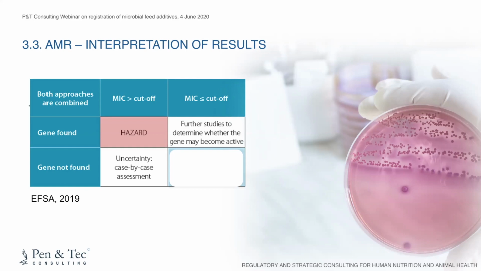If the genetic analysis reveals antimicrobial resistance genes for antimicrobials of concern, but these are not expressed phenotypically, which means that the MIC values are below the reference values set by EFSA, the likelihood of the genes becoming active should be assessed either through in silico or in vitro studies.